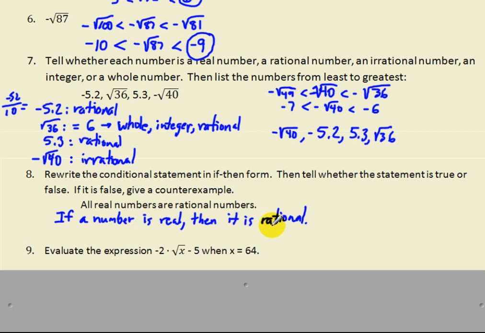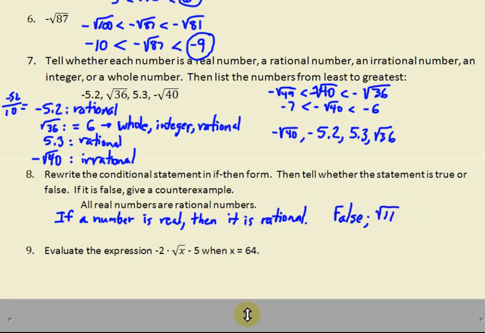Now, is it true? Well, we just looked above at a number right here that's irrational, and yet it is a real number. So this is false, and a counterexample could be the square root of any whole number, for example, that is not a perfect square. So how about the square root of 11? That would be an example of a number that is real, but it is not rational.